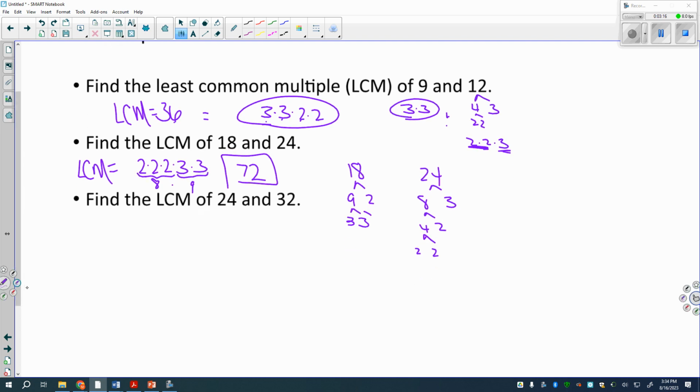Same thing with the 24 and the 32. 24, well, I already did 24 over here. I'm not going to go through and do all that work again. It's 2 times 2 times 2 times 3. If you want to go through and do the work again, fine. I don't want to. 32, though, 8 and 4, 4 and 2, 2 and 2, 2 and 2. I've got a pair, not pairs. It's a different class. I got 5 2s.